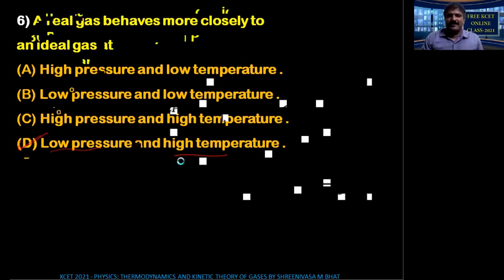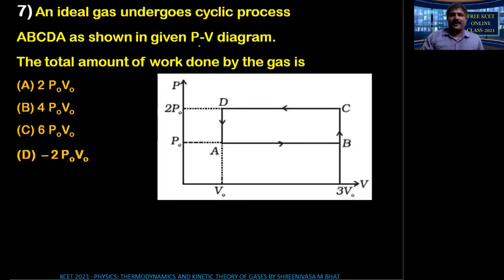Then I go to question number 7. An ideal gas undergoes cyclic process ABCDA as shown in the PV diagram. What is the total amount of work done by the gas? In a PV diagram, the dimensional formula of PV is the same as energy, or work. So the amount of work done is the area within this loop.